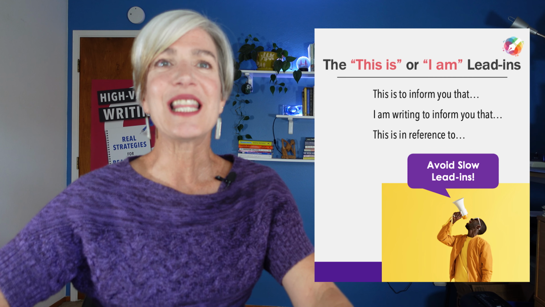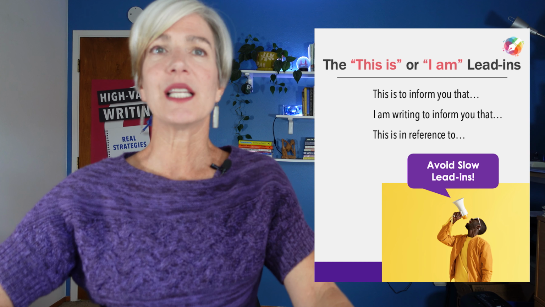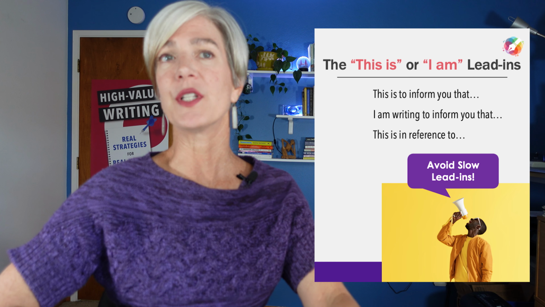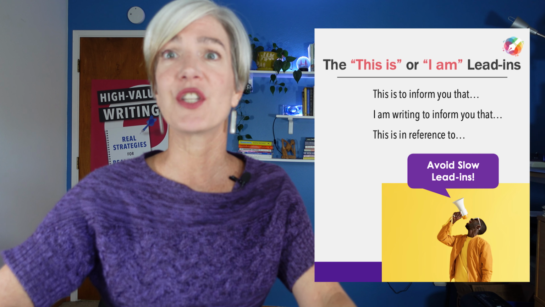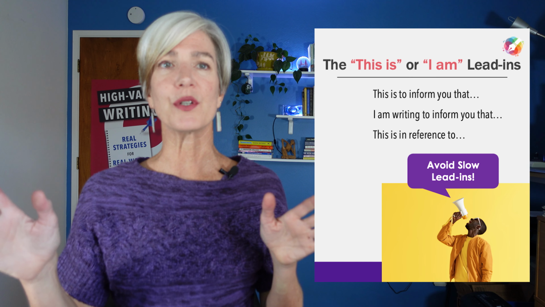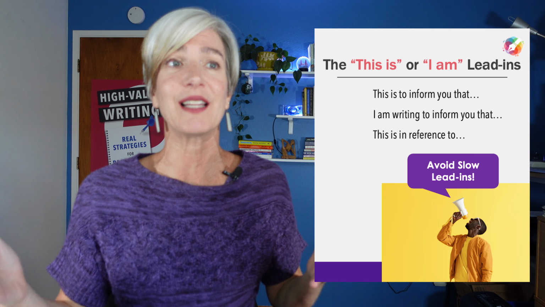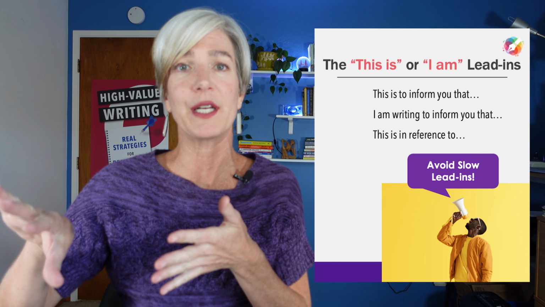And lastly, the "this is" or "I am" lead-in. This is to inform you that. I am writing to inform you that. This is in reference to. I am writing this in reference to. Those are preambles, right? That's a collection of 5 to 8 words that's just sitting there, putting off the actual thing you wanted to say.